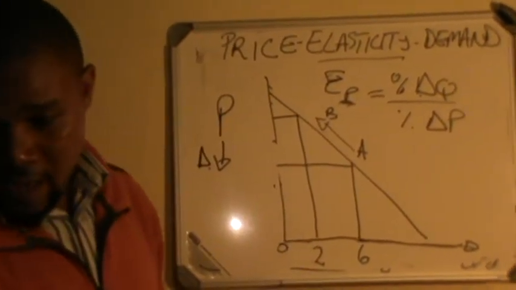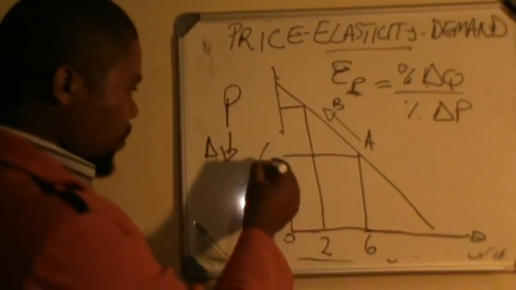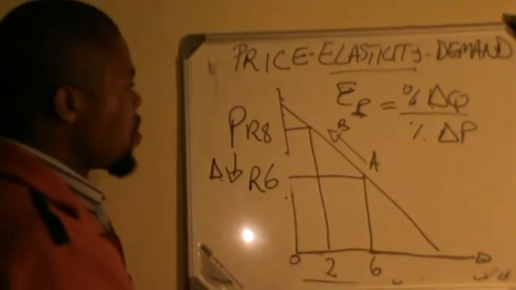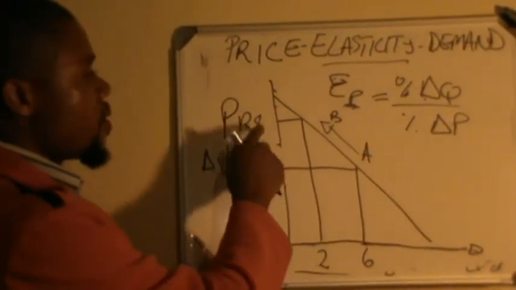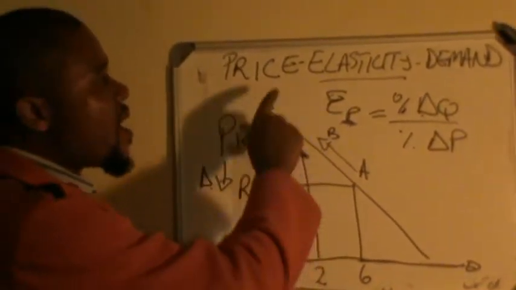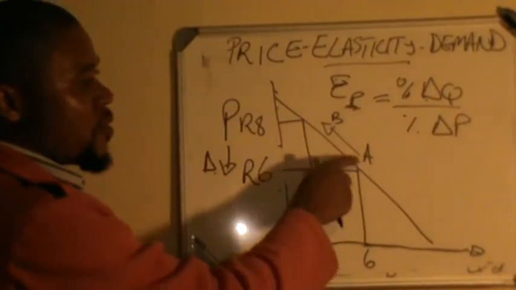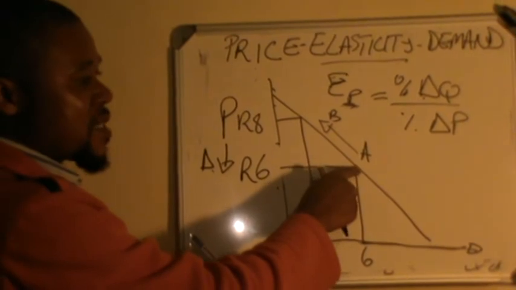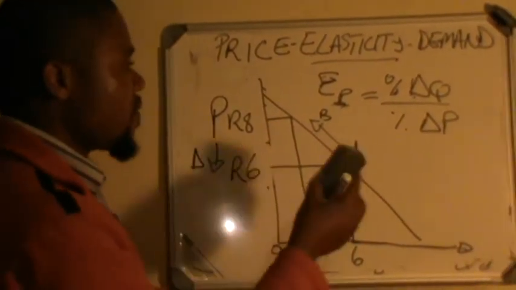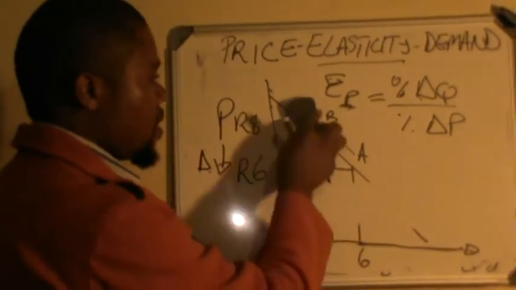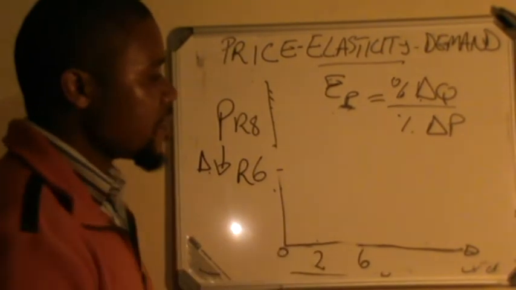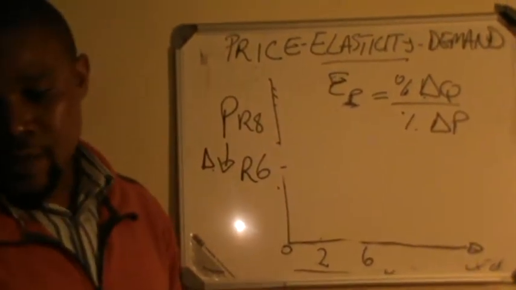And in terms of price, if you moved, say, from 6 rands to 8 rands, or from $6 to $8, and you were asked to measure the price elasticity of demand on this portion of the demand curve, starting from point A to point B, it's very simple. You just apply the equation that you have been given. How do you apply your equation?